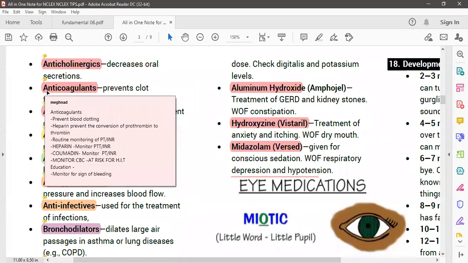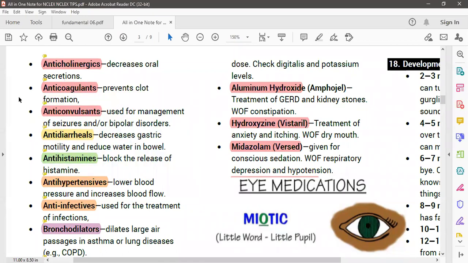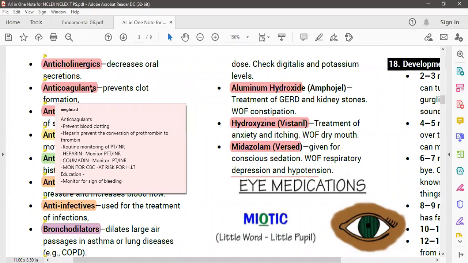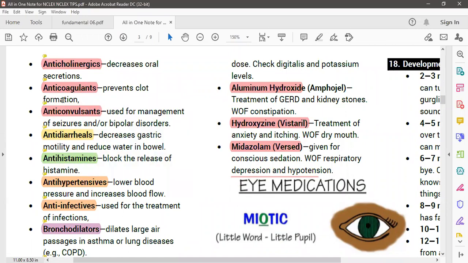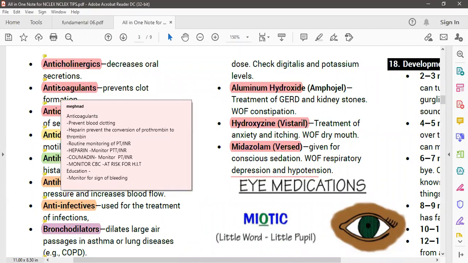Next group of drug here is anticoagulant. Anticoagulant we use to prevent the clot formation, right? Or you can say anticoagulant prevent blood clotting.